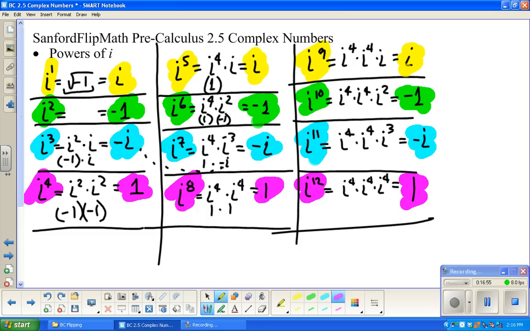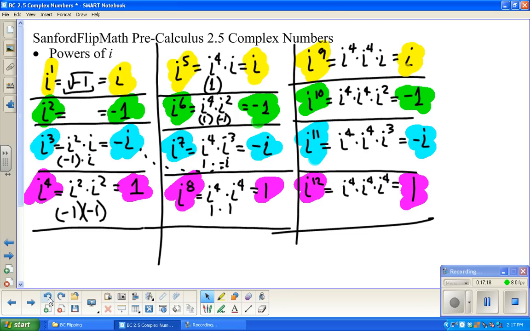What some people like to do is say, hey look, i to the 3rd is -i, so multiples of 3 must be -i. Well, please note that this power is a multiple of 3, and this answer is not -i. So that ain't it. Got all my grammar freaking out now, I know.